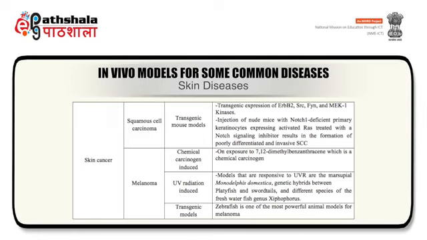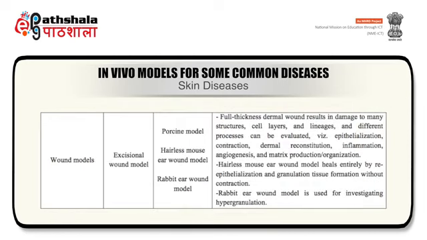Squamous cell carcinoma can be induced using transgenic mouse models, and melanoma can be induced in three different ways. First is chemical carcinogen induction on exposure to 7,12-dimethylbenz[a]anthracene, which is a chemical carcinogen. The second is UV radiation induced. The third is transgenic models, which include the zebrafish, one of the most powerful animal models for melanoma. The next disorder is wounds.